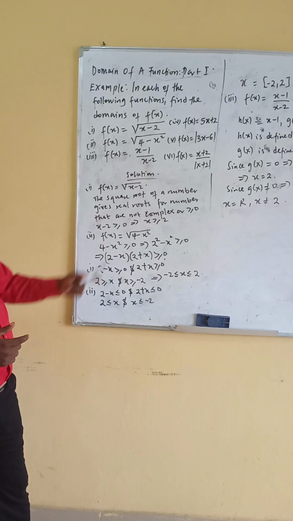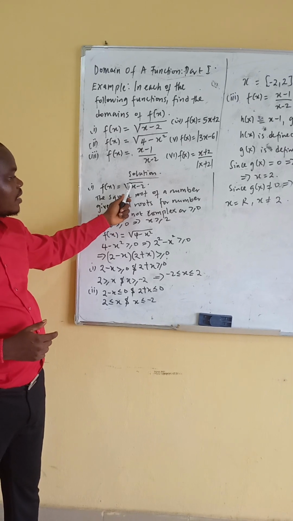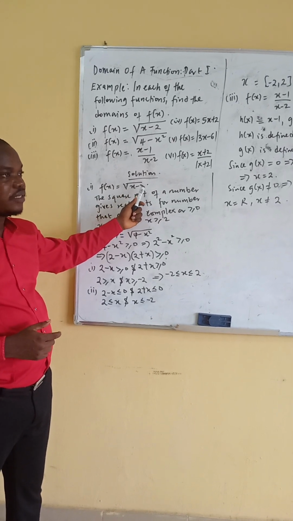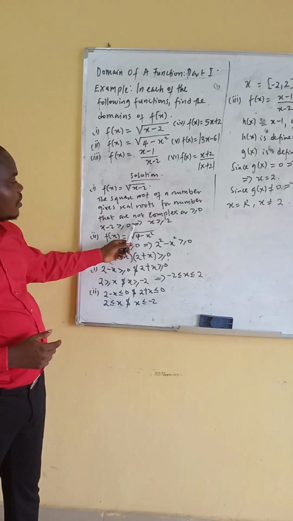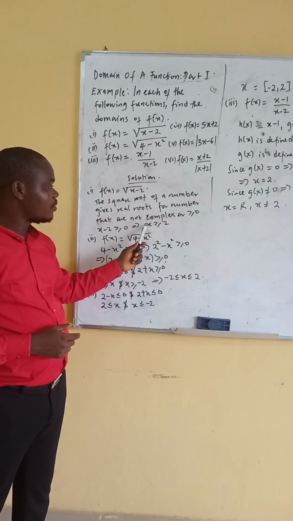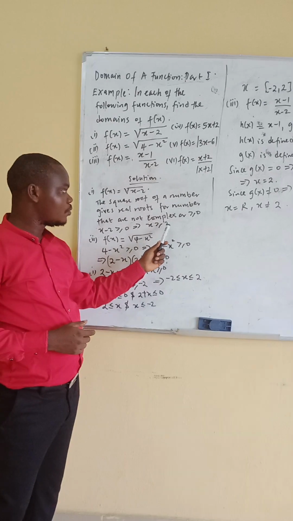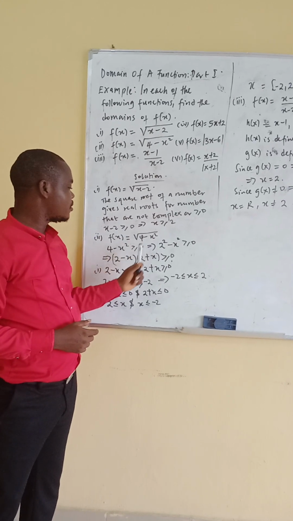If you're looking at this root to give you a number that is not complex, that means that x minus 2 must be greater than or equal to 0. So we say x minus 2 is greater than or equal to 0, which means that x is greater than or equal to 2. So the domain of this function is the set of values of x greater than or equal to 2.